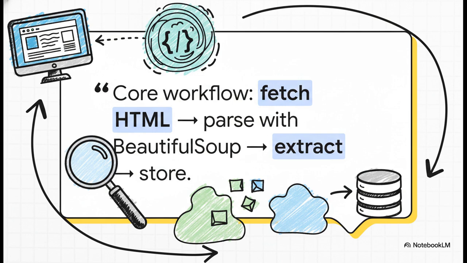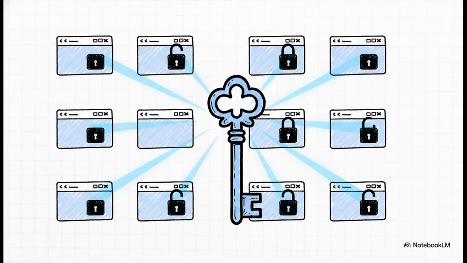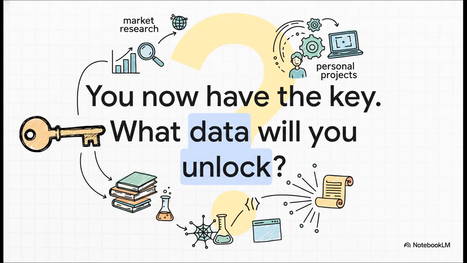So if you remember just one thing, let it be this. This is the entire process in a nutshell. Fetch the page, parse it with BeautifulSoup, extract the data you need, and then store it. That is the whole game. And that's the real takeaway here. This isn't just about code. It's a completely new way of looking at the web. You now have a framework to unlock the data that's hidden inside any web page and put it to work for you. The possibilities are truly endless, from market research to personal projects to academic studies. So the only question left is, with this key in your hand, what data will you unlock first?